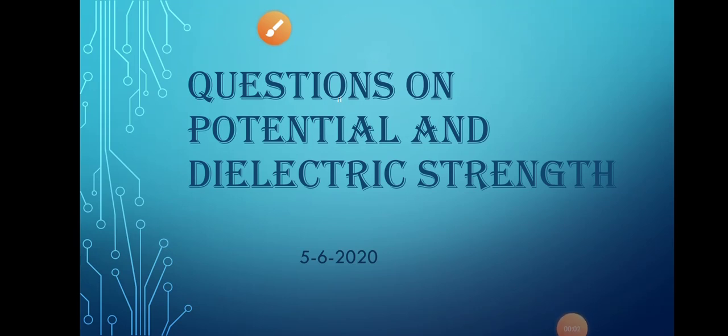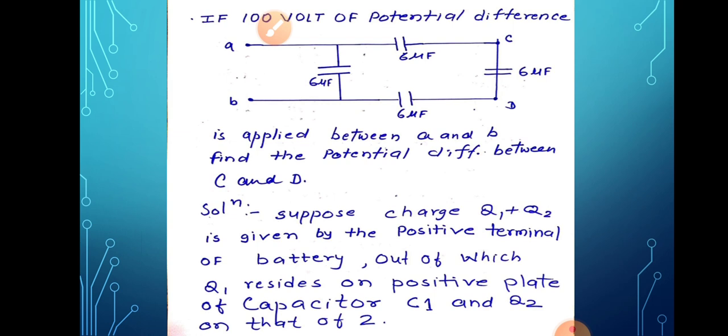Good morning, students. Today we will discuss a question on potential and dielectric strength, which is related to the dielectric constant. Here we have a very simple question. If 100 volt of potential difference is applied between A and B, find the potential difference between C and D.